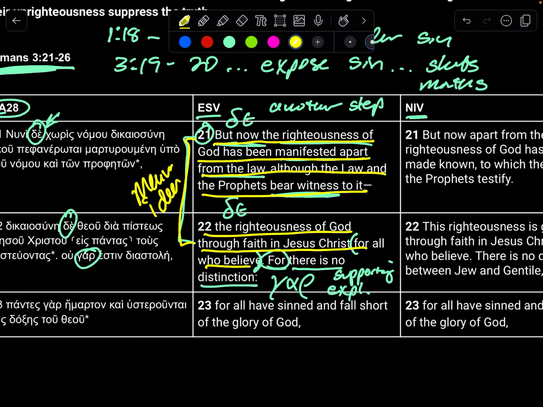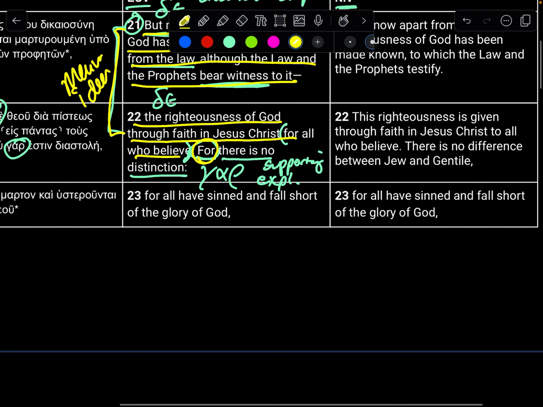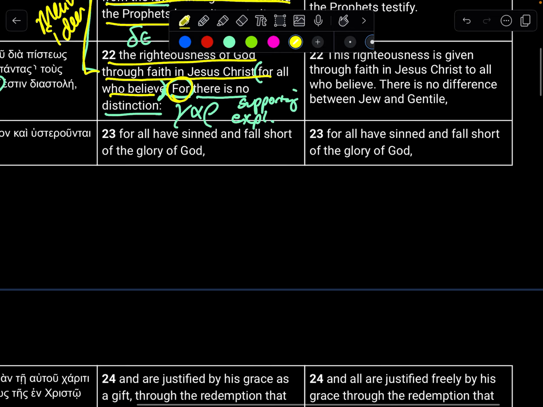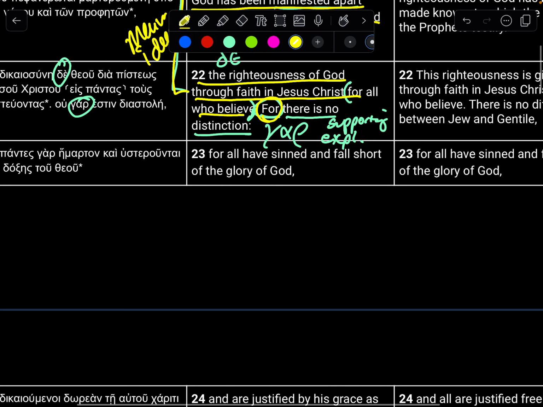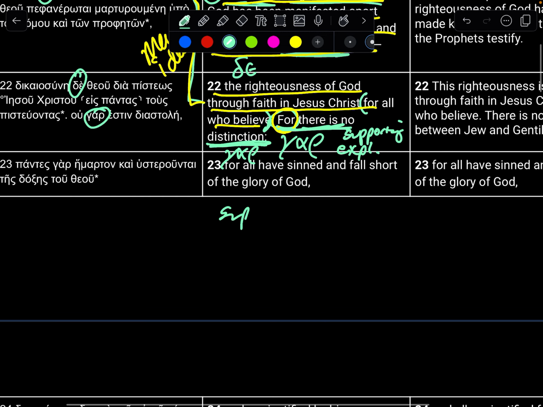And then here he's going to be supporting that, as we saw with this conjunction. So he starts to support those statements. And he says, this is because there is no distinction. And here we have another gar, which means, so he is now telling us why there is no distinction. So this is supporting material, and it is supporting by means of an explanation.